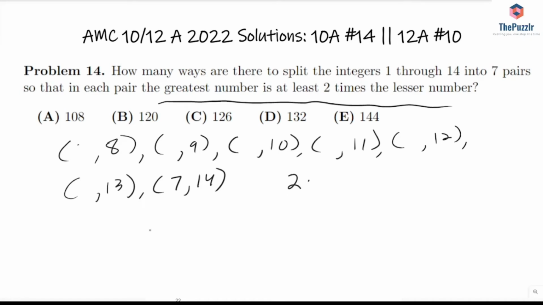Regardless, the 5 can either go with the 10 or the 11, or whichever number out of the 12 or the 13 is left, right? So there are 4 choices, one of which is going to be taken by the 6. So the 5 is going to have 3 choices left.